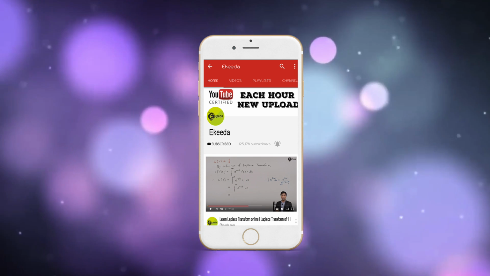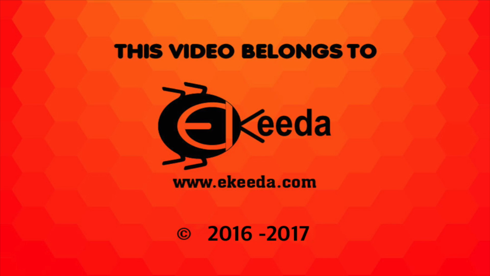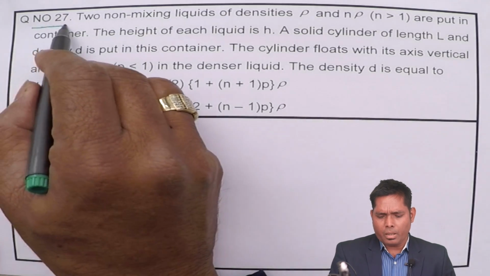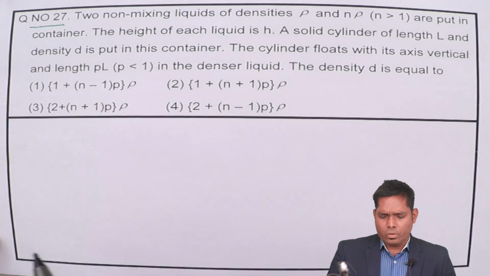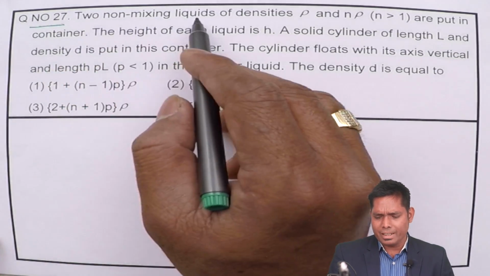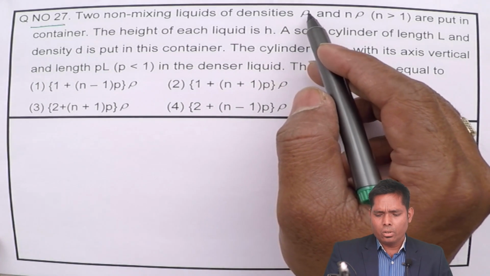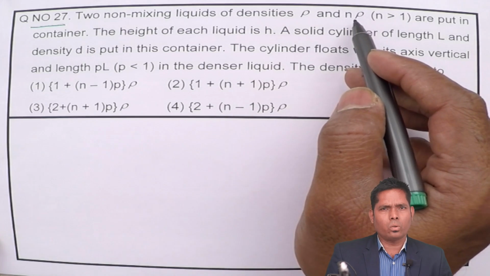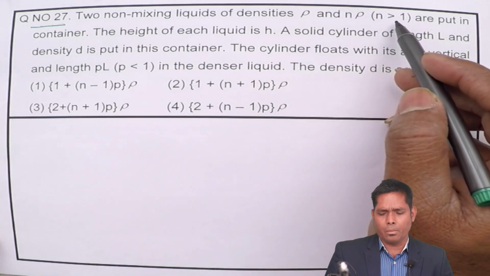Hello students, in this video we will discuss question number 27 of NEET Physics paper 2016. Students, let us start question number 27. The question is: two non-mixing liquids of densities rho and n times rho, where n is greater than 1.